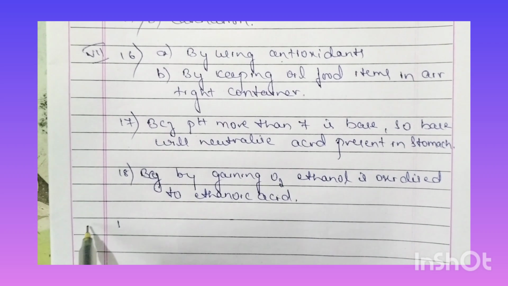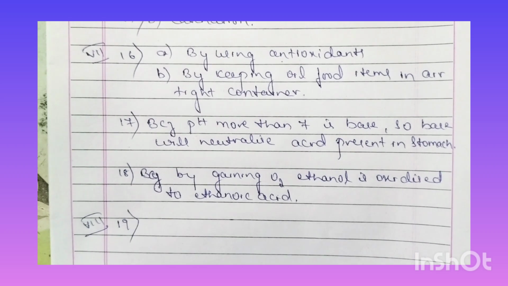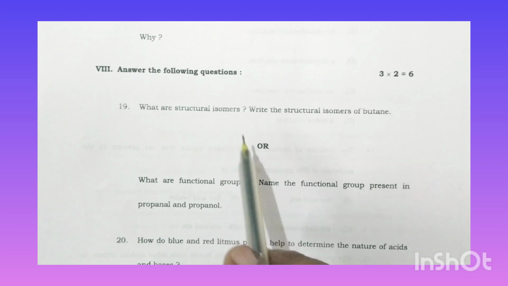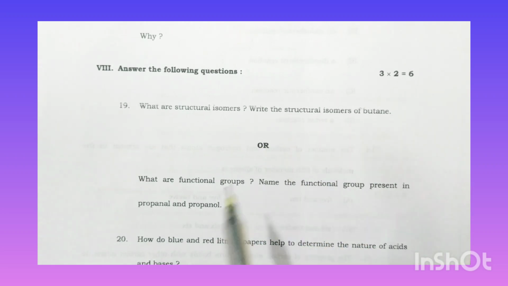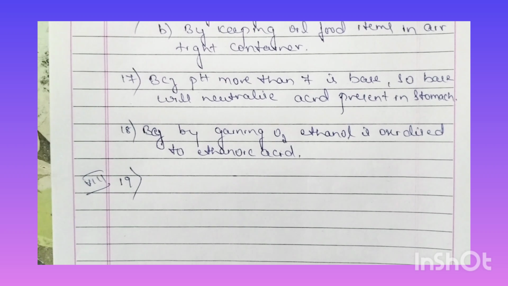Next, let us move for eighth main, that is question number 19. So question number 19, what are structural isomers? Write the structural isomers of butane. What are functional groups? Name the functional group present in propanal and propanol. So let us answer question number 19.